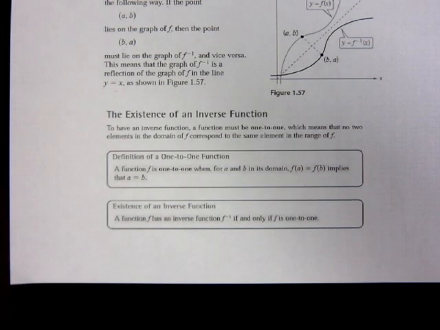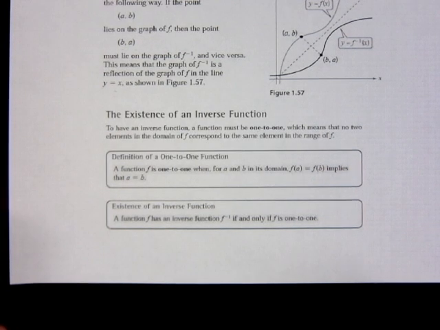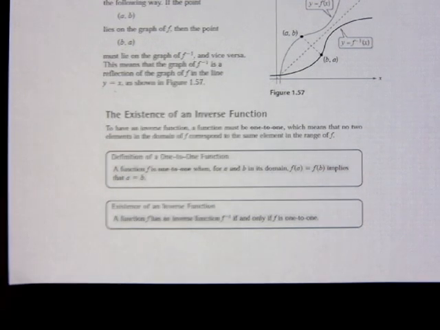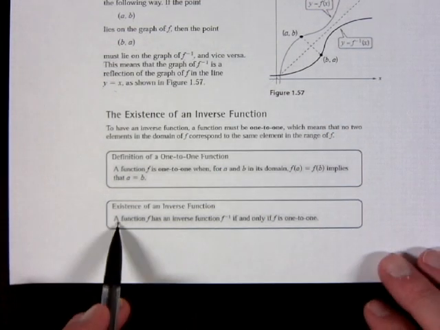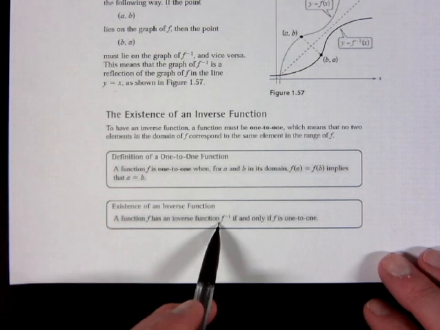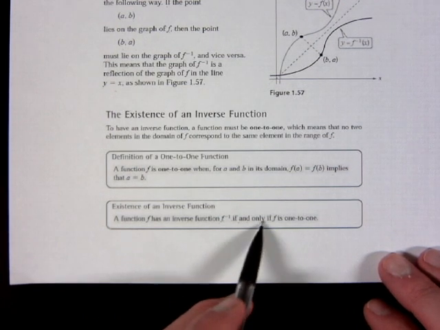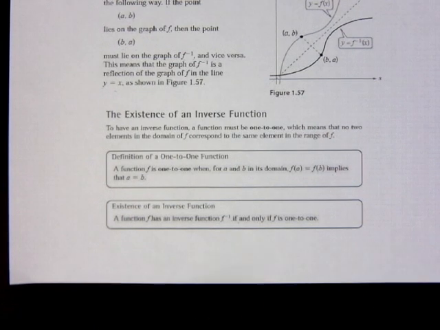Here's what we mean by 1-to-1. For example, if 1 is an element of the domain and 1 goes to 2, then 1 needs to be the only value in the domain that goes to 2. You can't have other values also going to 2, otherwise it's not 1-to-1. And so the function f has an inverse, f inverse, if and only if the original function f is 1-to-1.